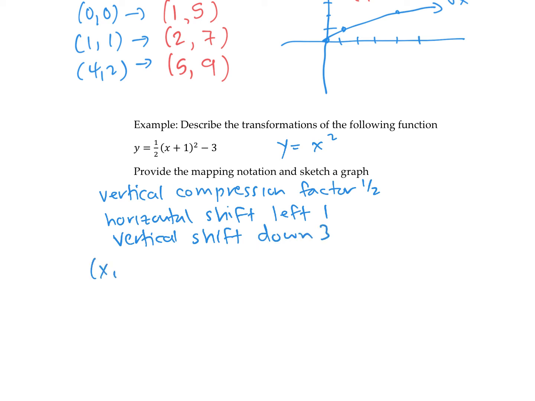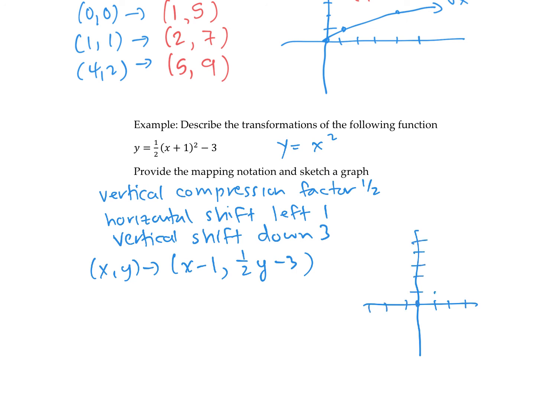My mapping notation. What's inside the bracket? Plus 1, so it'll be x minus 1. What's outside the bracket? The half, and then the minus 3. So I'm going to sketch my graph here. Just plot a few points.